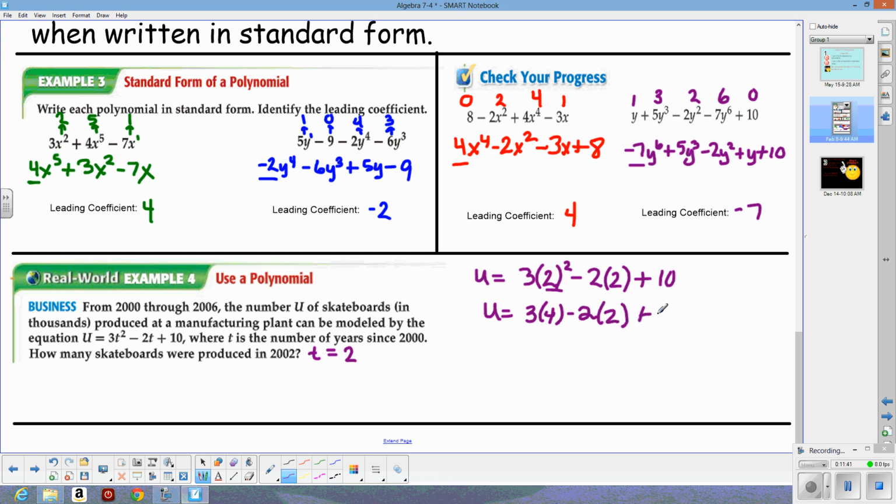plus 10. Now next up we're going to do the multiplying. 3 times 4 and the 2 times 2. So u equals 12 minus 4 plus 10. Now we're going to go ahead and just add and subtract from left to right. 12 minus 4 is 8, and 8 plus 10 equals 18. And now since it's in thousands, our answer is 18,000 skateboards.